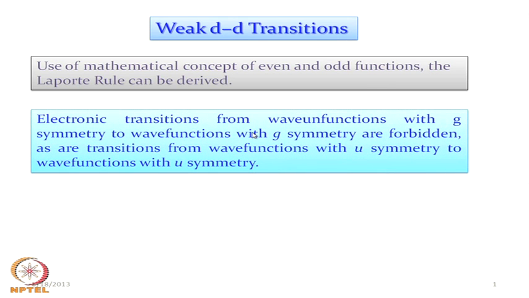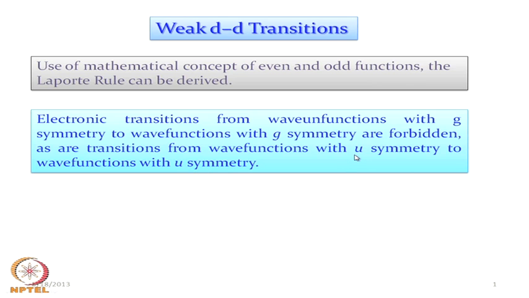So, electronic transitions from wave functions with G symmetry to wave functions with another G symmetry, where G means the even symmetry, are forbidden. So, this is the symmetry controlled thing: transitions between orbitals of the same symmetry are forbidden, as are the transitions from wave functions with uneven symmetry, that means the U symmetry, to wave functions with again U symmetry.